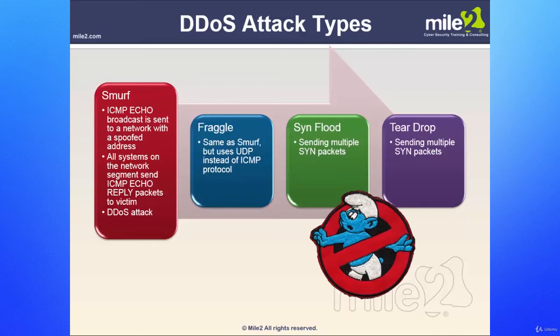All right, let's take a peek at some distributed denial of service attack types that we can have. Now here, obviously, we have the one called Smurf. The Smurf attack basically has to do with ICMP packets. In this case, ICMP echo broadcasts are sent to a network with a spoofed address, where all the systems on the network segment then send an ICMP echo reply packet to the victim, which would then be considered a distributed denial of service attack. The main thing about the Smurf attack is that it is using ICMP packets.